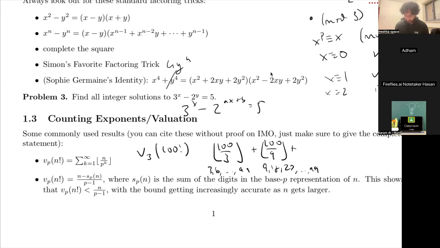And then I keep going. Still it's not enough, because multiples of 27 will contribute even one more power of 3. And I do this. It's not really an infinite sum because eventually it's 0. Like 1 over 81, and then after that I just stop. There's no fifth power of three. But okay, so that's this formula.